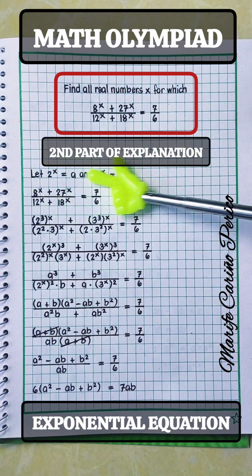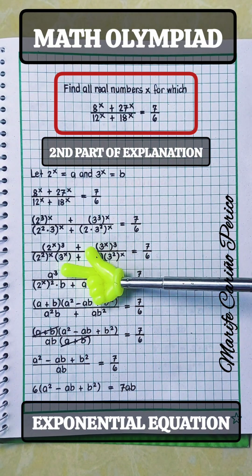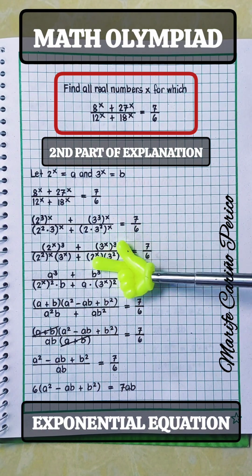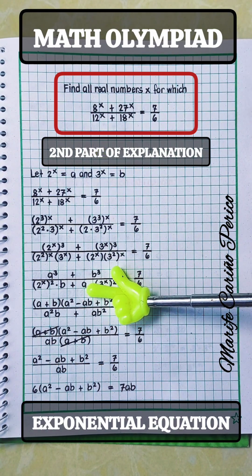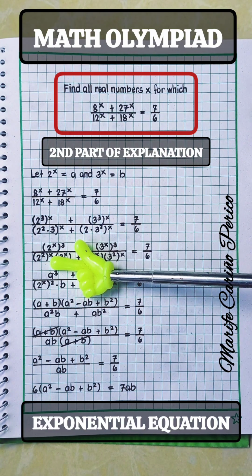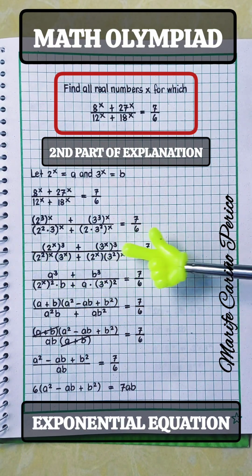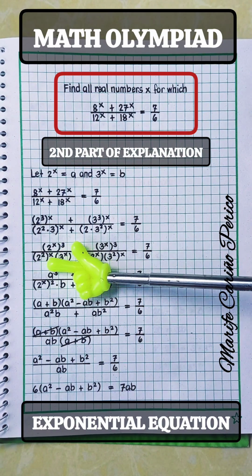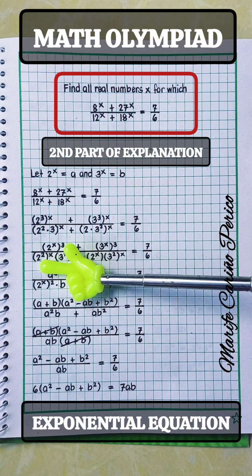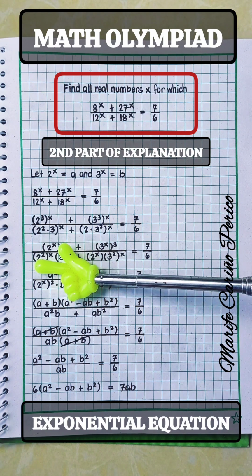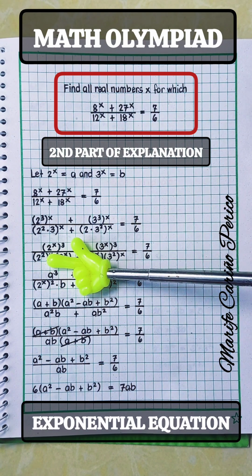Then apply these representations. Replace 3 raised to the power of x with b. Replace 2 raised to the power of x with a. Then apply power of a power law of exponents and commutative property of multiplication in these factors. Remember that by power of a power law of exponents, which states that when a power is being raised to another power, keep the base, then multiply the exponents.